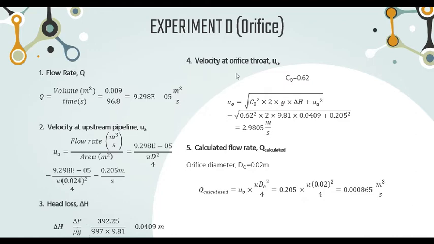And we find the velocity at the orifice throat, U naught. The constant is already given, 0.62, so then we can find the velocity at the orifice throat with the equation, and then we find the calculated flow rate with the orifice diameter equal to 0.02 meter, which is given in the lab manual. So when we find this flow rate, we will compare it with this flow rate.